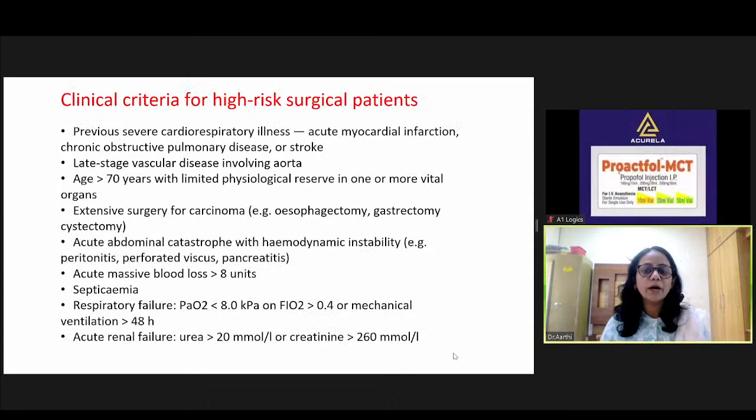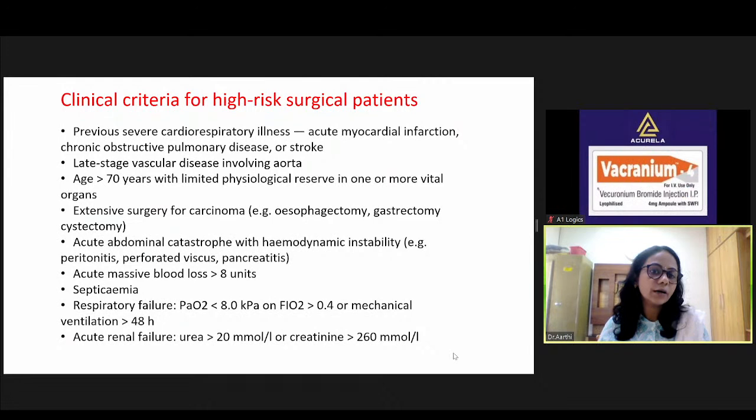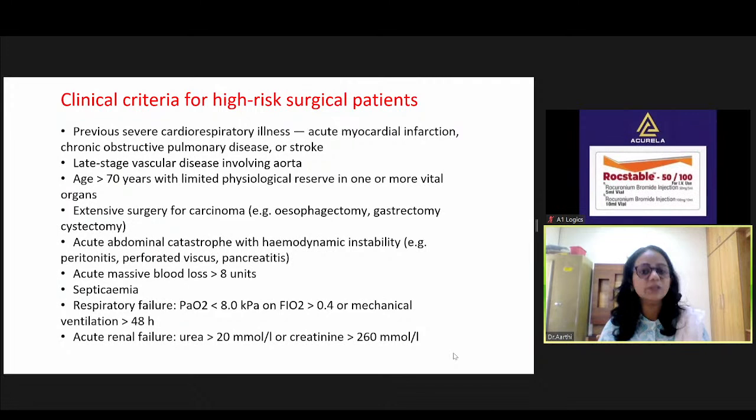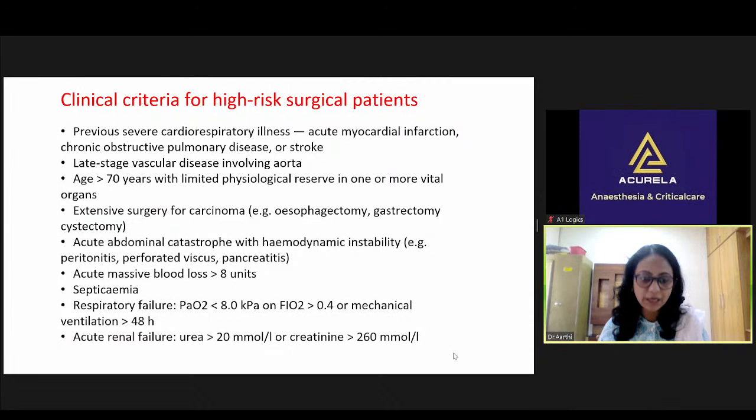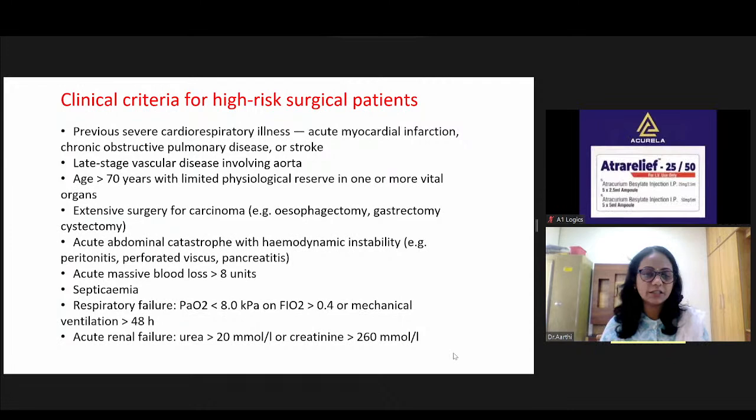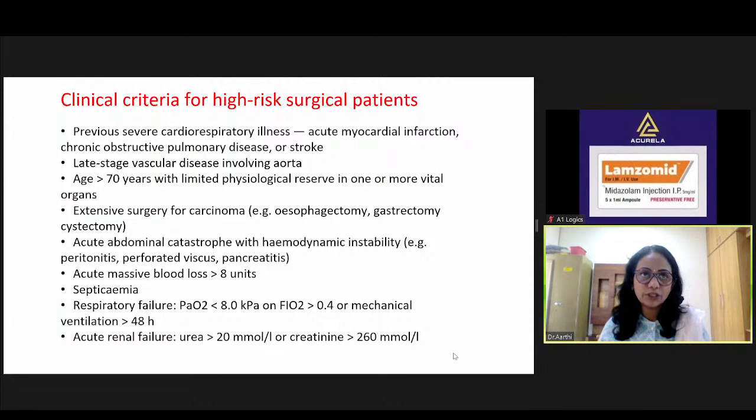Whom do we call high-risk surgical patients? Patients with previous severe cardiorespiratory illness like acute myocardial infarction, chronic obstructive pulmonary disease, or history of stroke, and patients who have vascular diseases involving the major vessels, old age patients more than 70 years with limited physiological reserve, patients who undergo extensive surgeries like esophagectomy, gastrectomies, and acute abdominal patients with peritonitis or perforated viscus, patients who have massive blood loss, patients who have septicemia, sepsis, and septic shock features, patients who are having respiratory failures and acute renal failures. So all these patients are high-risk surgical patients and high-risk patients in critical care units where we need to monitor them in an invasive methodology.